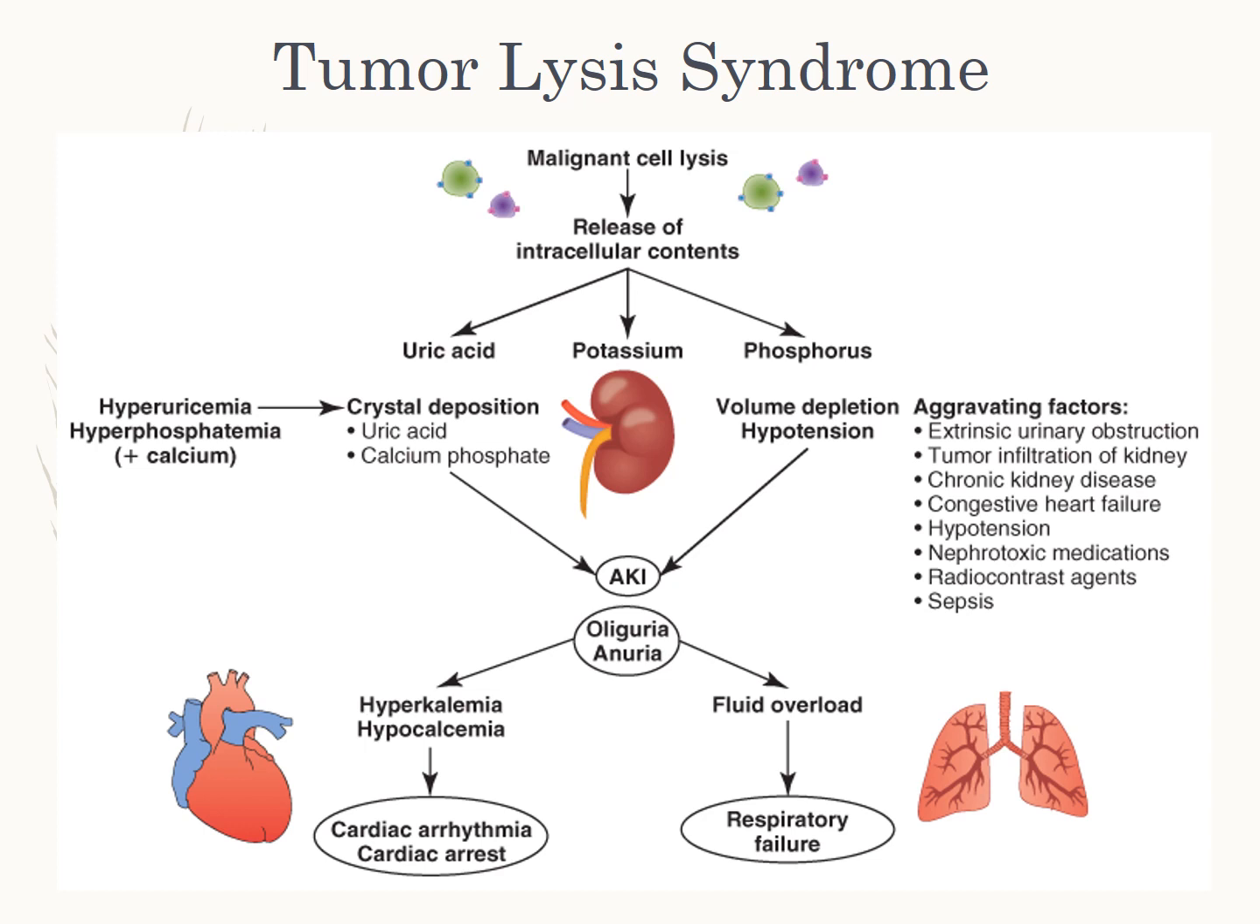So you can kind of see here visually what we just talked about, right? So you've got all your malignant cells, they're lysed, it releases all of these components here, your uric acid, potassium, and phosphorus. So your hyperuricemia and hyperphosphatemia are going to lead to your decreased calcium. So you've got crystal deposits, which are going to lead to kidney problems. You have all of these aggravating factors. Volume depletion, hypertension, you're going to end up with acute kidney injury, which means you're not going to be able to process out any of that potassium or phosphorus. And you're going to have hypocalcemia and have cardiac arrest. You're also going to have fluid overload and respiratory failure. Lots of complications can come with this.